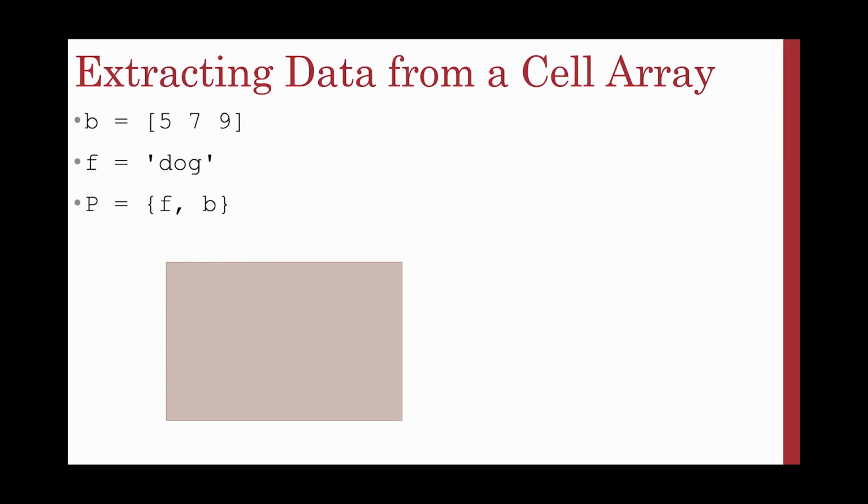So let's look at extracting data in another example. I have my variable b, my variable f, and my variable p, where b is a vector, f is a character string, and p is a cell array.